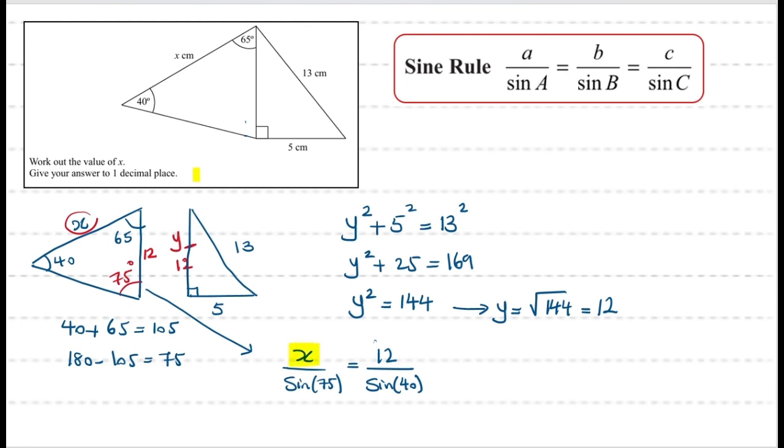We are working out x, we cover it, and then we use cross multiplication like we did before. And we get x equals sine of 75 times 12 over sine of 40. We put this in our calculator and we get the answer 18.0 to 1 decimal place as the question wants.